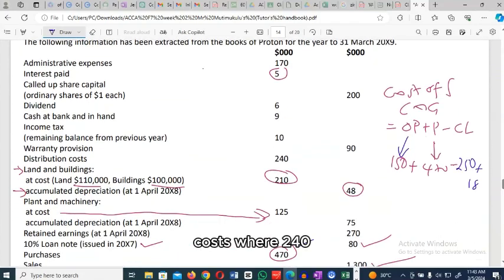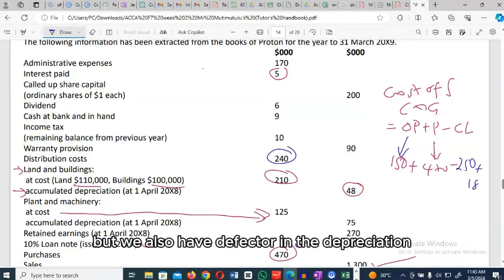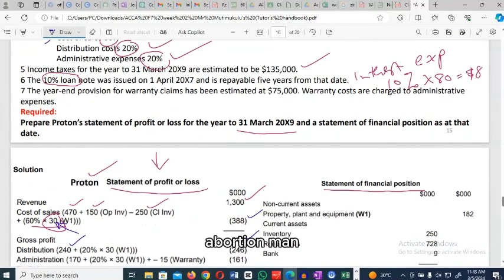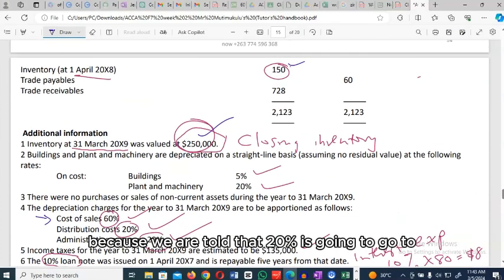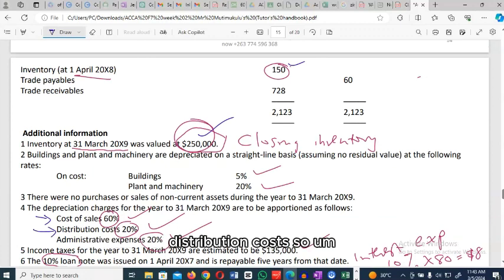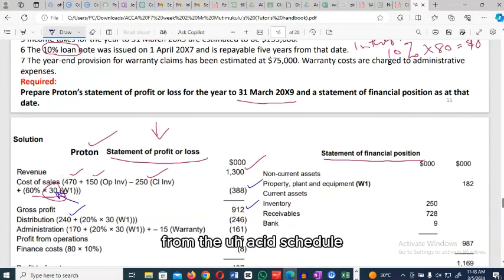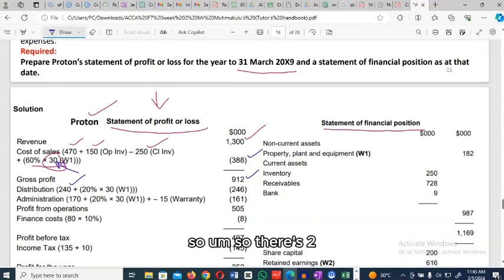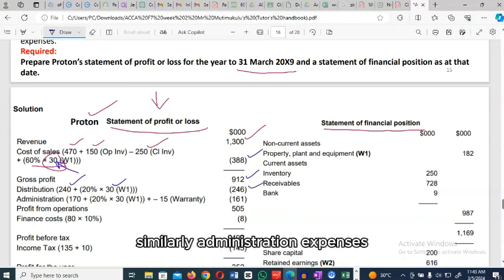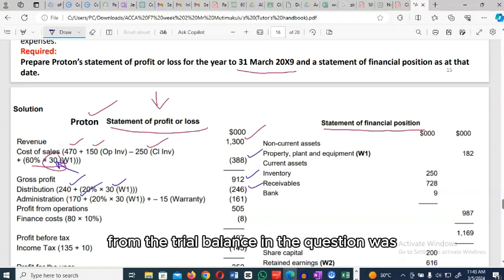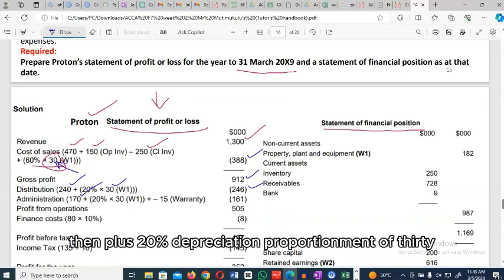Then the distribution expense, from the trial balance, distribution costs were 240, but we also have to factor in the depreciation apportionment. Remember, we are told that 20% is going to go to distribution costs. It's 20% of the depreciation, and we determined the depreciation to be 30 from the non-current assets schedule computation on working number 1. So that's 240 plus 20% of 30, and we get 246. Similarly, administration expenses from the trial balance was 170, plus the 20% depreciation apportionment of 30.